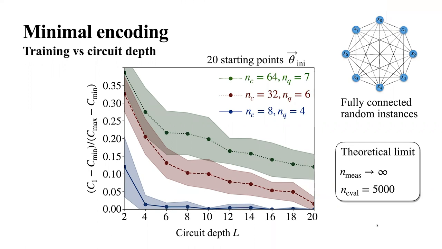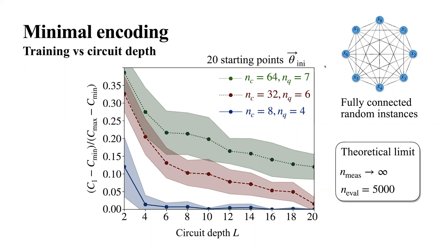Okay, so we use 5,000 evaluations here, which means that we change the variational parameters 5,000 times. So this is not the kind of number you would see in a quantum experiment. I'm just showing the theoretical limit of how it scales. And as expected, it's getting harder and harder to train as the problem size increases. Here we consider fully connected random instances, one of the hardest to solve, where everybody talks to everybody.